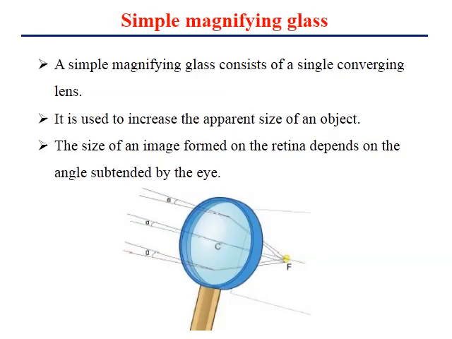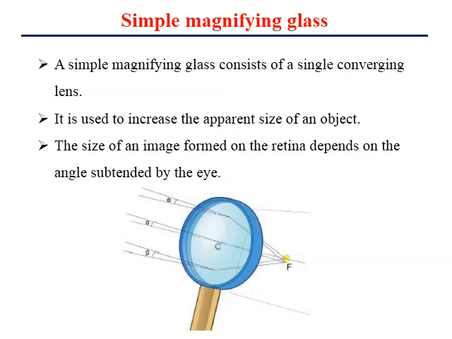Okay, the first thing that comes is the simple magnifying glass. I'm sure all of you have used a magnifying glass, and what exactly it is. A simple magnifying glass consists of a single converging lens. We have already covered in the first two lectures of optics how a lens is used to converge a beam of light. Now it is used to increase the apparent size of an object.